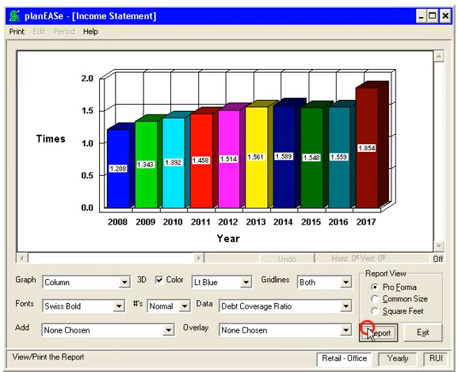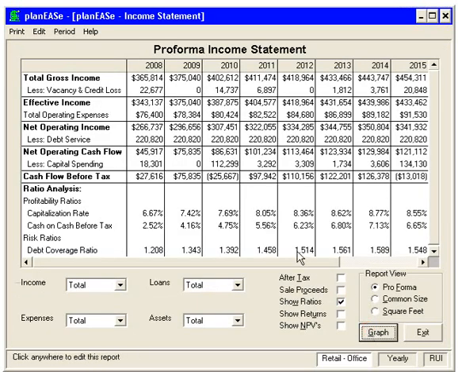We'll go back to report. And so the advantage of the ratio here is that it's taking each individual year. It's not assuming anything before it or after it, and it's a very limited scope. So that's what it's telling you. We're going to click on Exit to get back to the Assumption Edit screen.